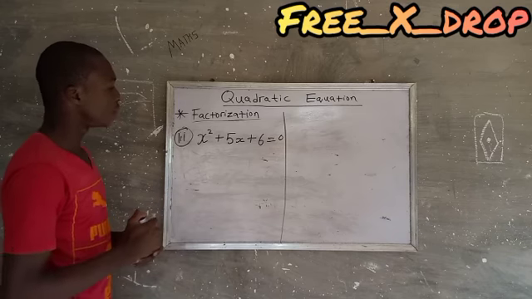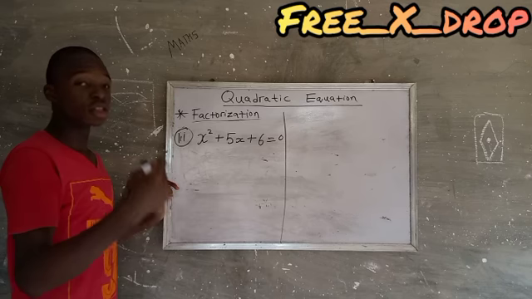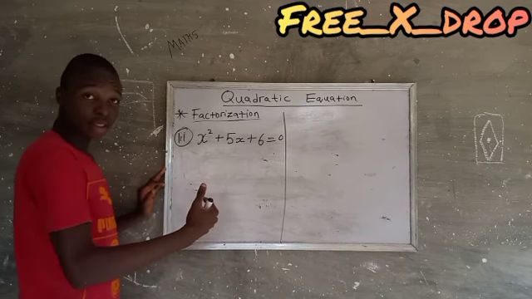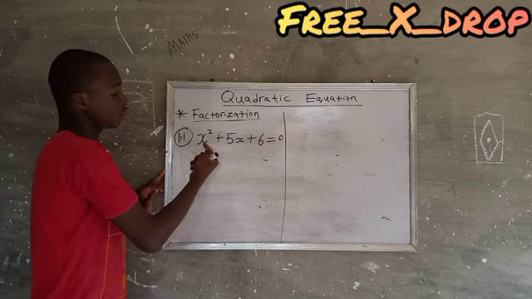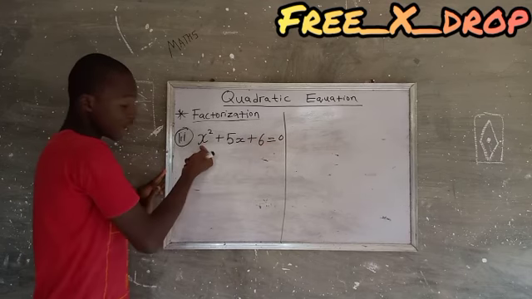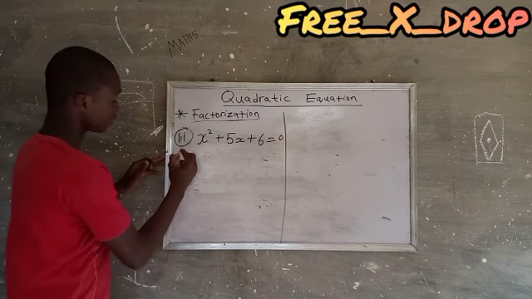Now what do you do here? This is actually different from the other ones we have been doing. So this is what you simply do. You multiply to factorize this. You multiply 6 by x squared. Now 6 times x squared is 6x squared.